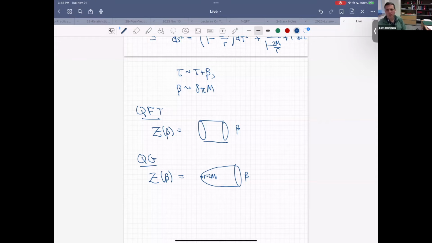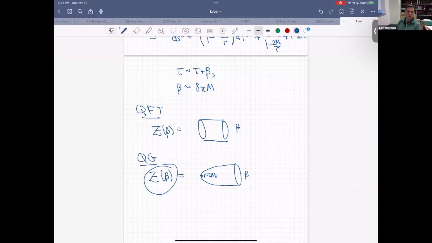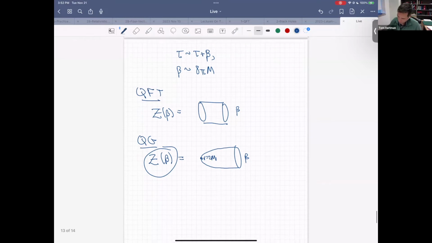So using this Euclidean solution, you can now do the calculation of the action. You take the solution, you plug it into the Einstein action and calculate everything, and you can find the free energy or the partition function Z of beta for the black hole. Are there any questions?